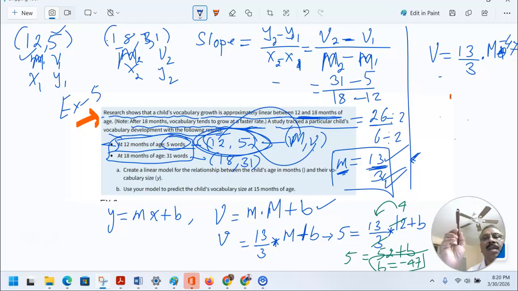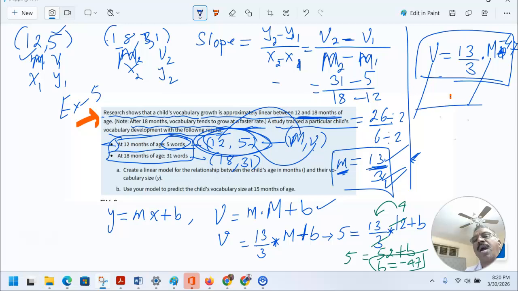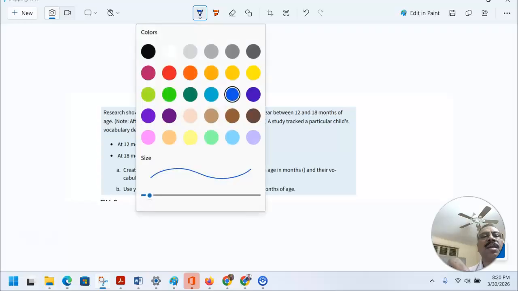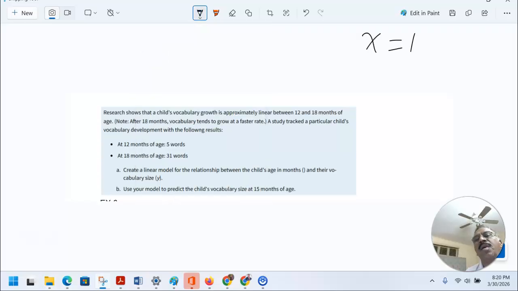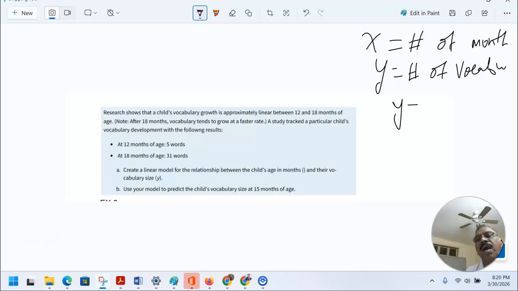So this is, I could use also, we could use A as a number of months. Anyway, if you get confused with this V and this M part, what I would do is change this whole thing and say, okay, let's call X the number of months. That would be the best way. X is number of months and Y is number of vocabulary words. Then you can just write Y equals MX plus B. That way you don't have to get confused.